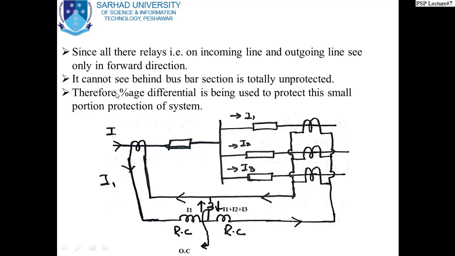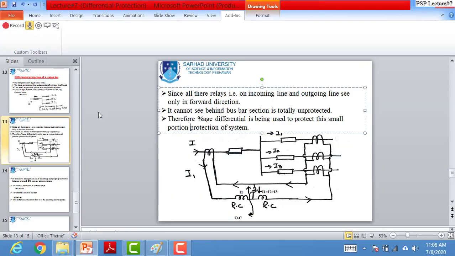Okay. Now since all three relays, that is the incoming line and outgoing lines, see only in the forward direction, they cannot see behind the bus bar section. So the bus bar section is totally unprotected. Therefore, percentage differential is being used to protect the small portion.